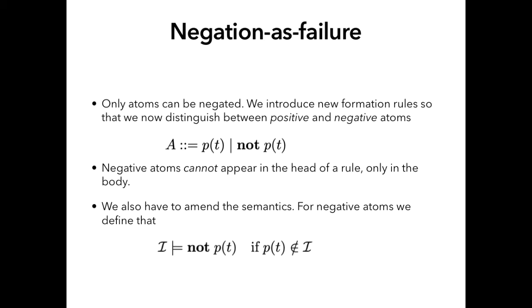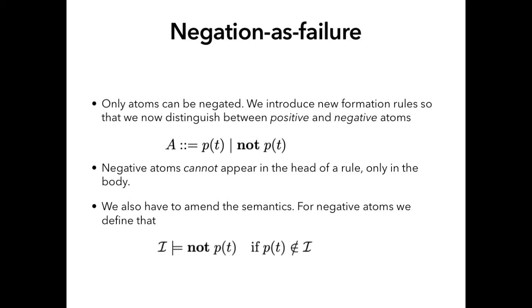It's central that the only formulas we can negate are atoms. We cannot negate rules. We can only negate atoms. And we introduce new formation rules to do just that. Now we distinguish between positive and negative atoms. So an atom can be a positive atom and it can be a negated atom. And those negative atoms cannot appear in the head of the rule. They can only appear in the body.